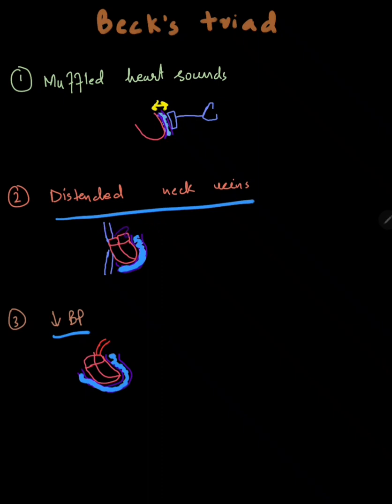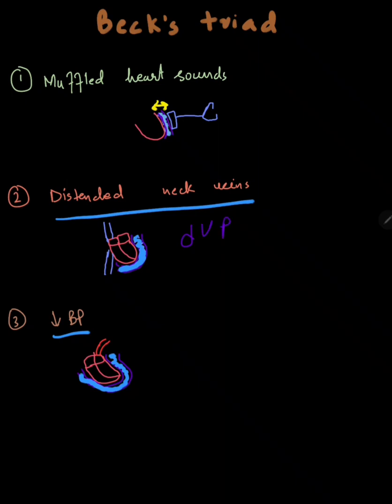But here, the superior vena cava and the jugular veins cannot fill the right atrium because of the pressure from the outside fluid compressing the heart. So that results in restriction to the flow into the right atrium, and that results in fluid buildup in the veins of the neck, and that results in jugular venous distension, or distended neck veins in general.